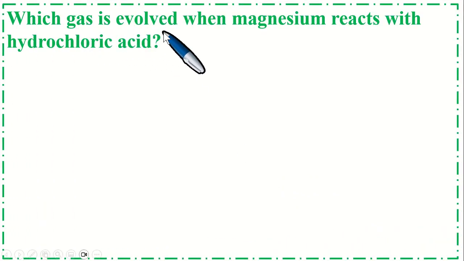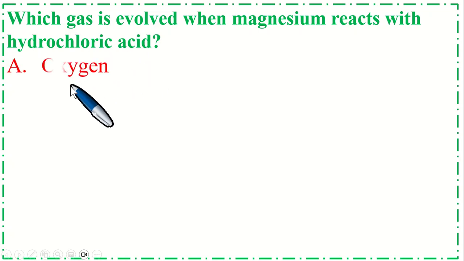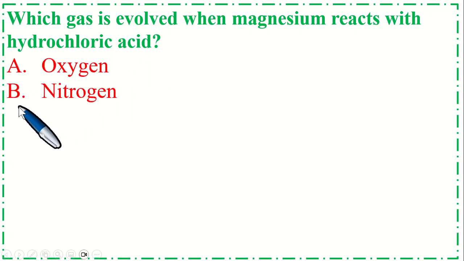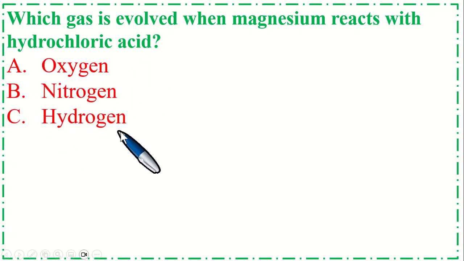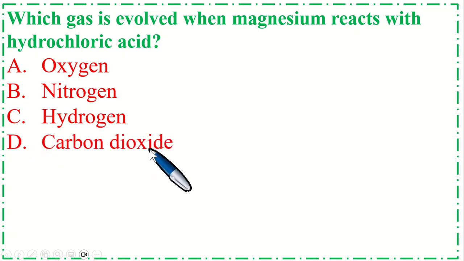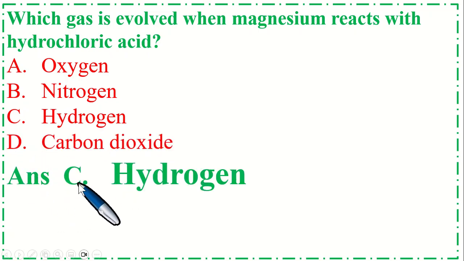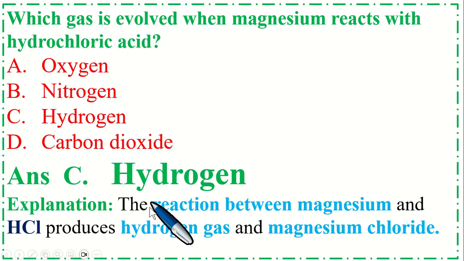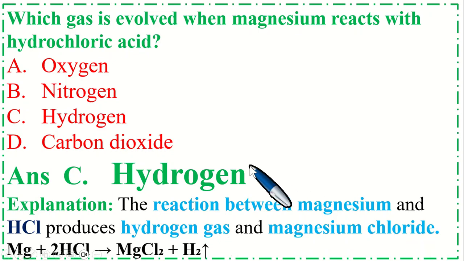Which gas is involved when magnesium reacts with hydrochloric acid? Option A, oxygen. B, nitrogen. C, hydrogen. And option D, carbon dioxide. So the correct option is C, hydrogen. The reaction between magnesium and HCl produces hydrogen gas and magnesium chloride.